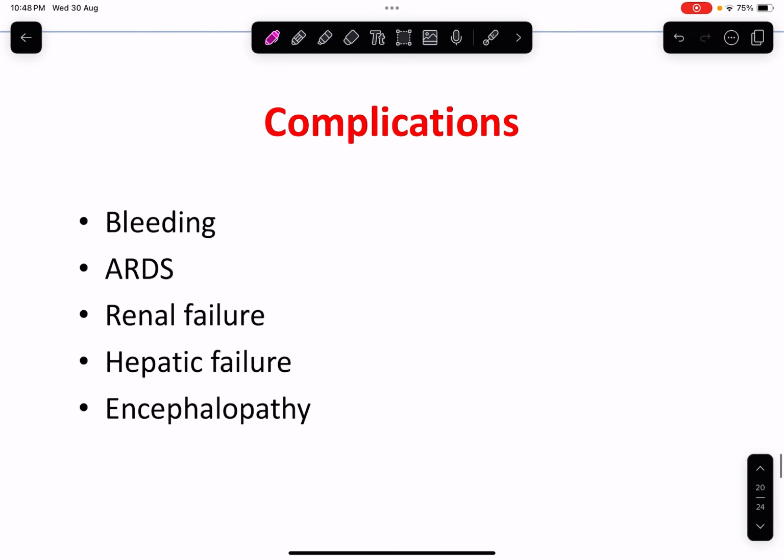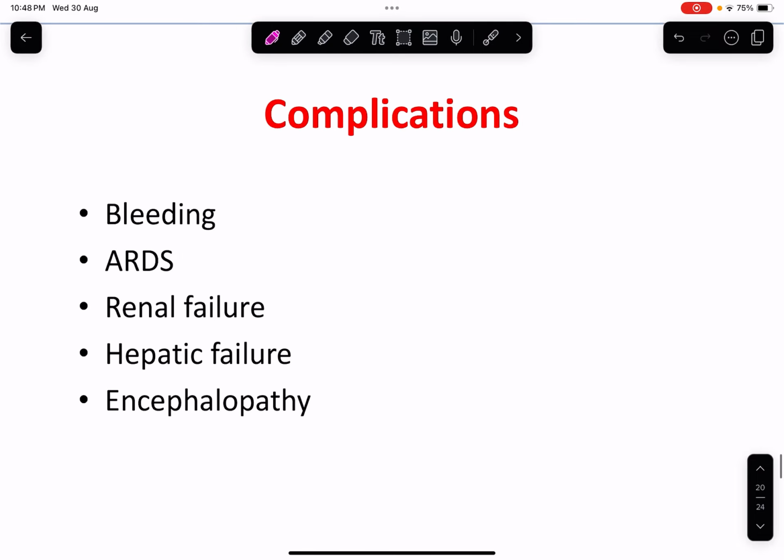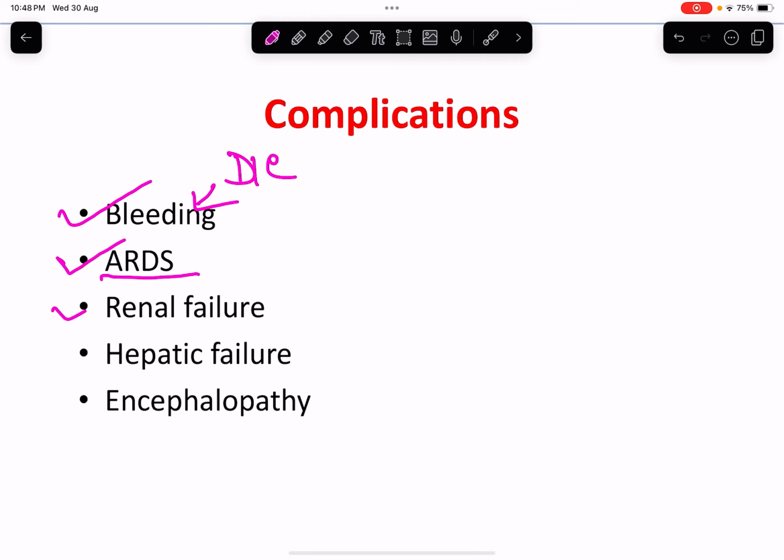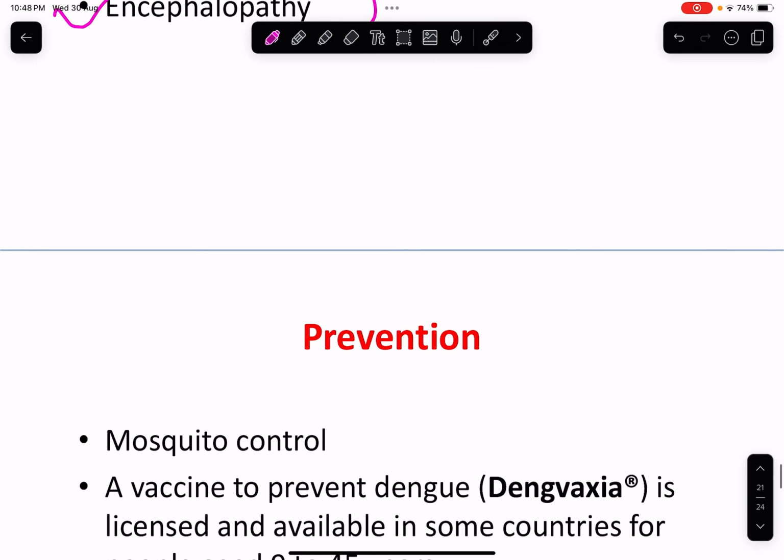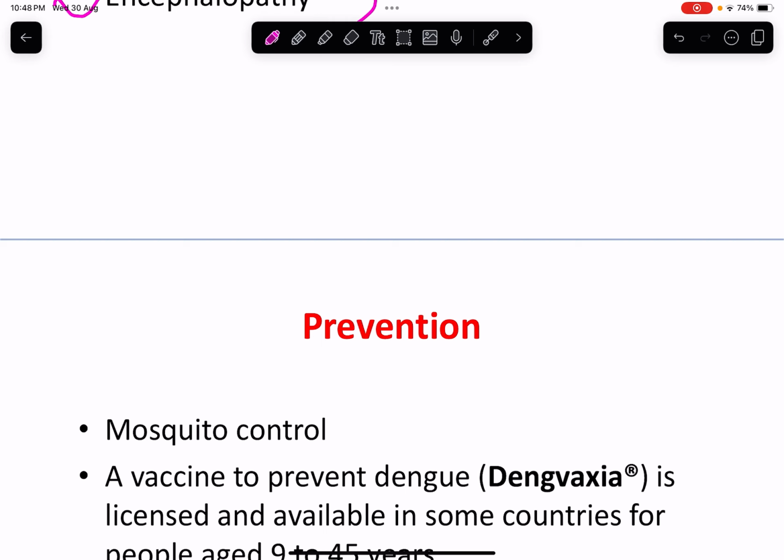Lastly, complications. What complications may arise because of dengue fever? Bleeding, as I have already mentioned, there will be disseminated intravascular coagulation, DIC, which ultimately leads to severe bleeding. There may be ARDS, acute respiratory distress syndrome. There may be renal failure, hepatic failure, and CNS manifestation in the form of encephalopathy. So these are the complications which may arise from dengue fever. Most of the time, dengue is not so serious, but for certain cases, the patient really develops dangerous complications, which if not attended, the patient may die also. That is why dengue is a very important disease and which we really need to know about.